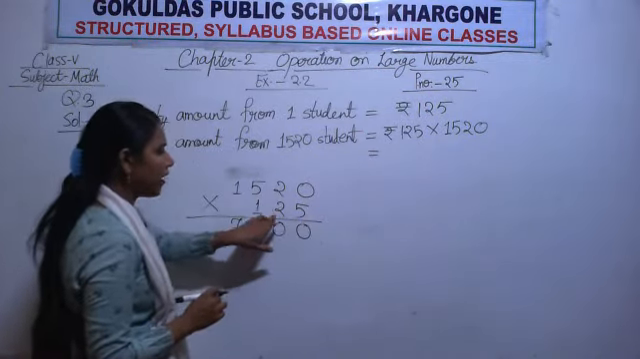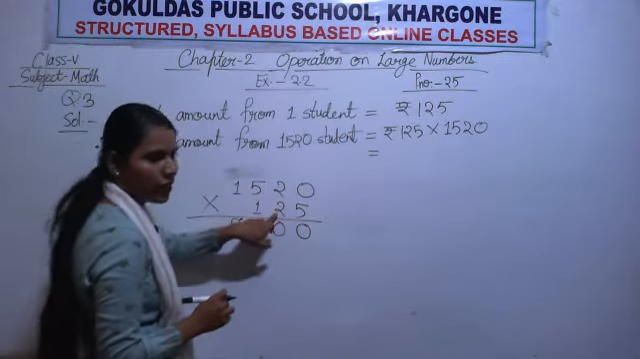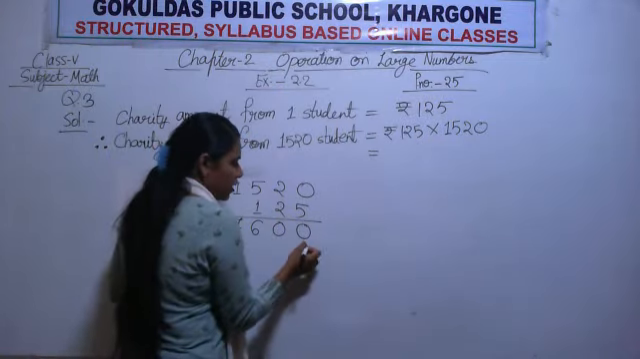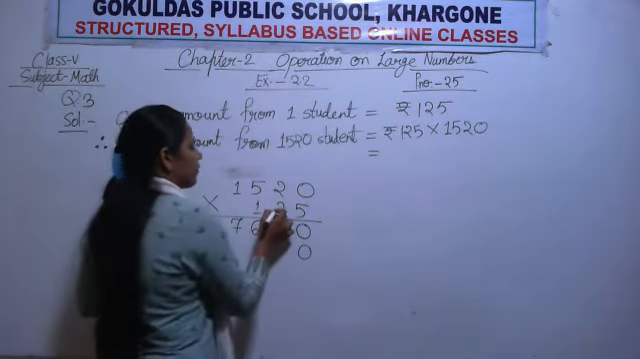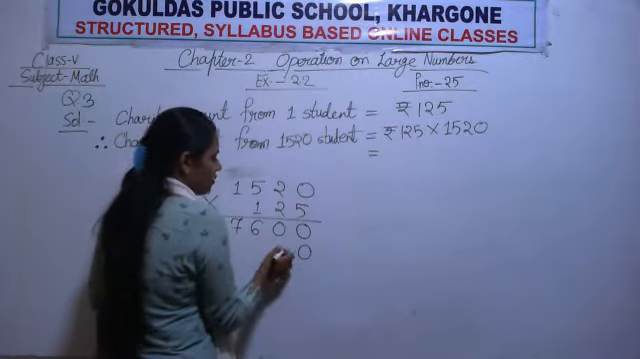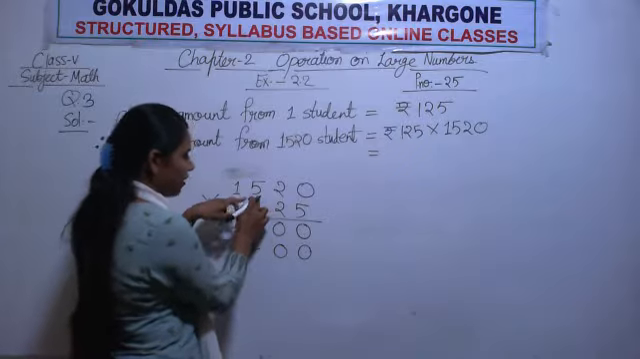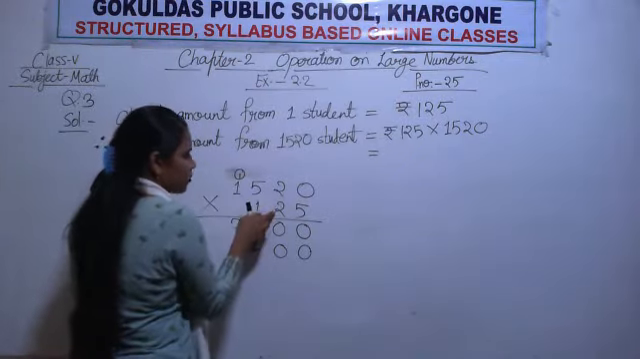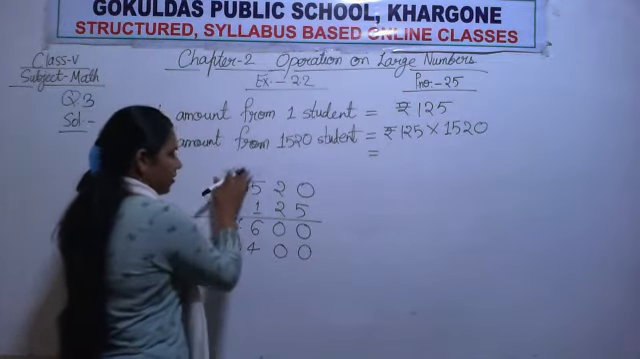Now you will multiply 1520 by 2. As 2 is at the tens place, you know that in 10 a 0 is there, so put 0 below the ones place. Okay, now start multiplying. So 2 into 0 is 0. 2 2s are 4. 2 5s are 10. So 0 here, 1 carried to the next column. 2 1s are 2 and plus 1 is 3.